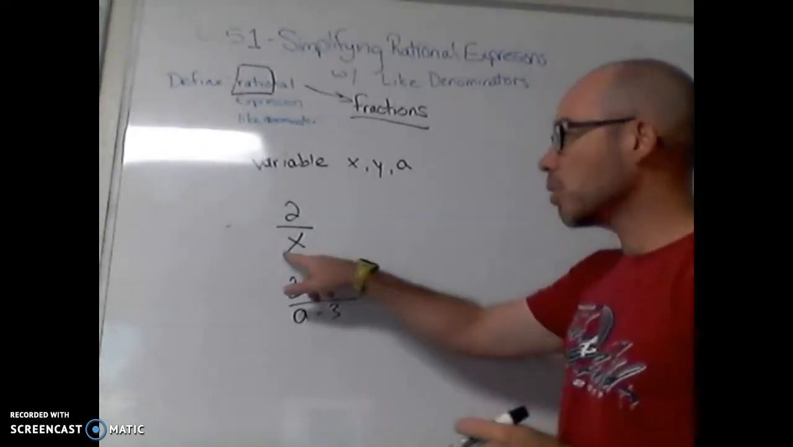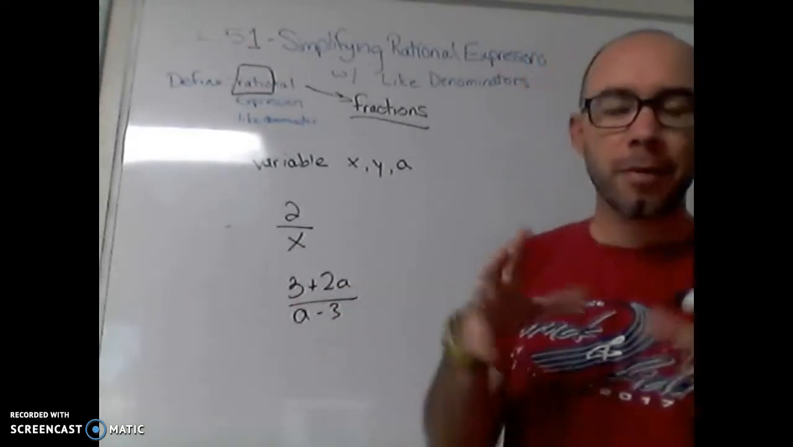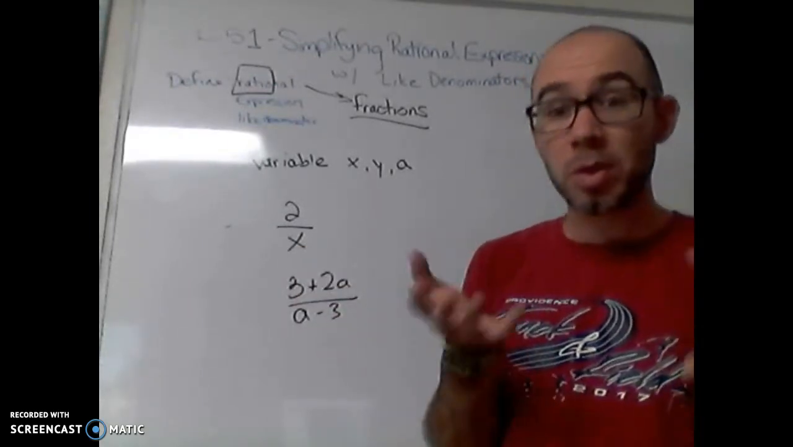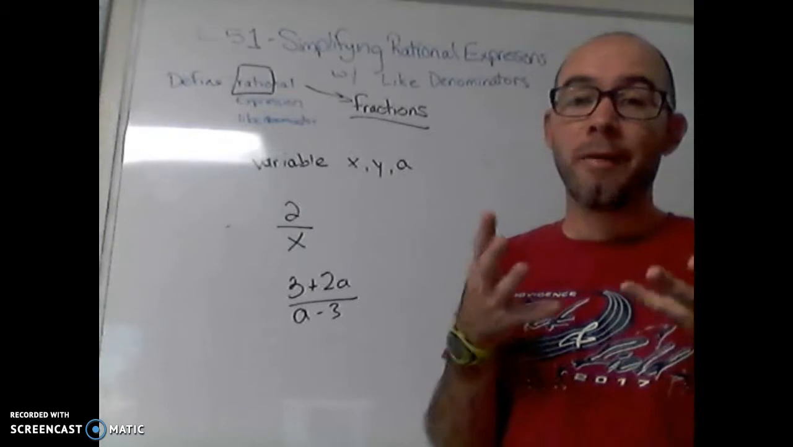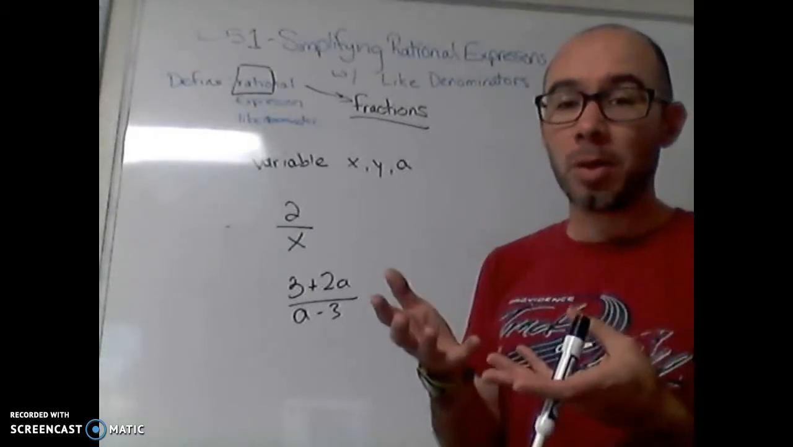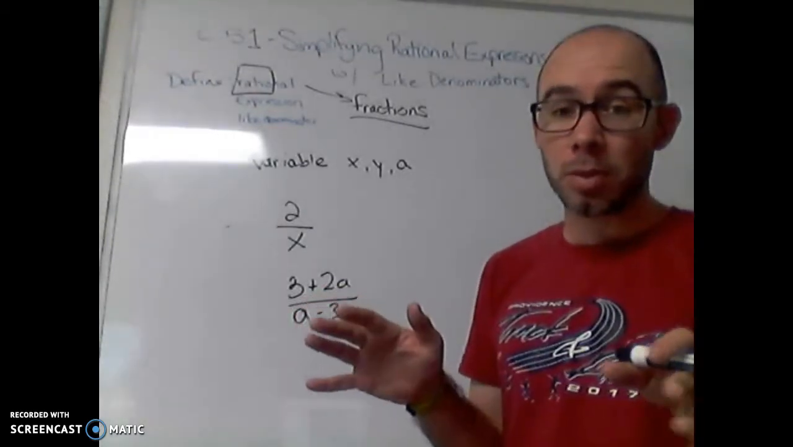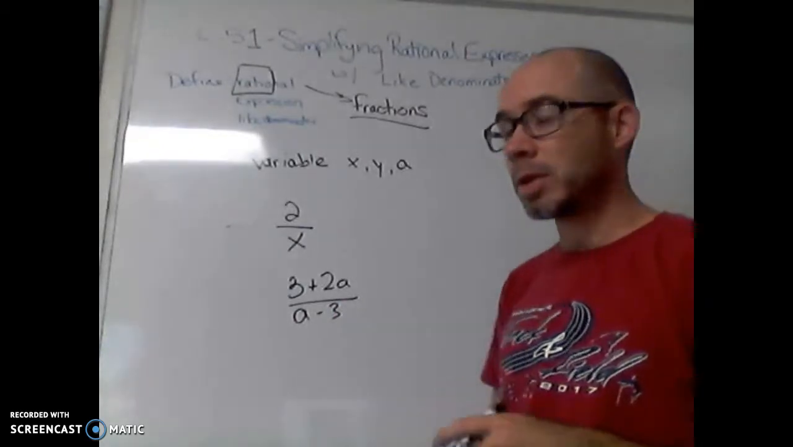So here's what you've got to do. You've got to find what's called a restricted value. That is, a value for that variable that you cannot use because it would make the denominator equal to 0.